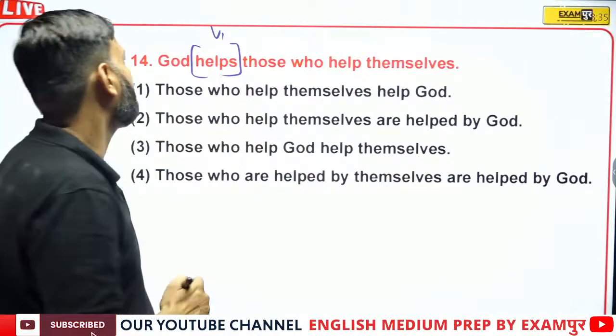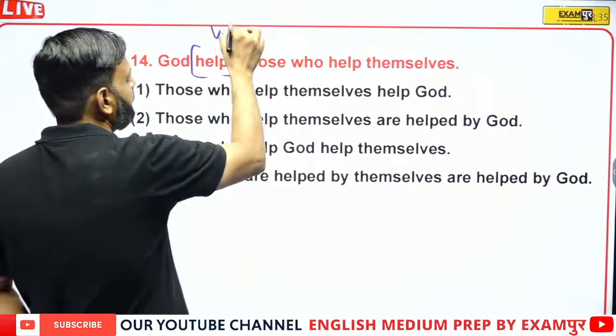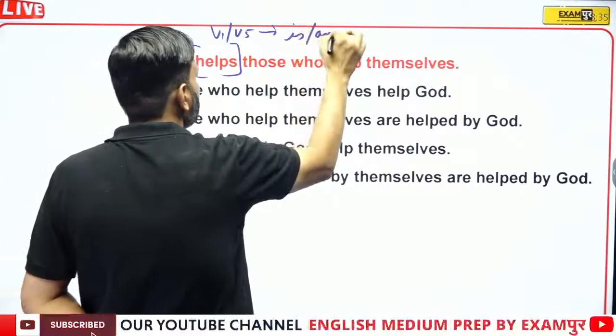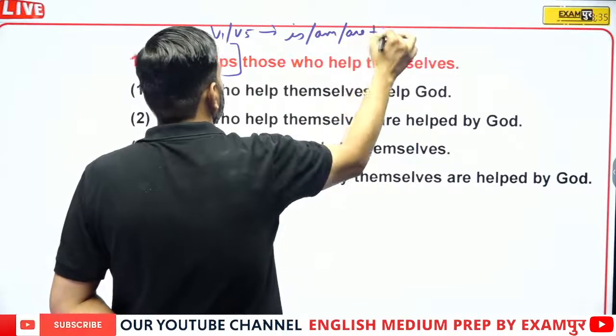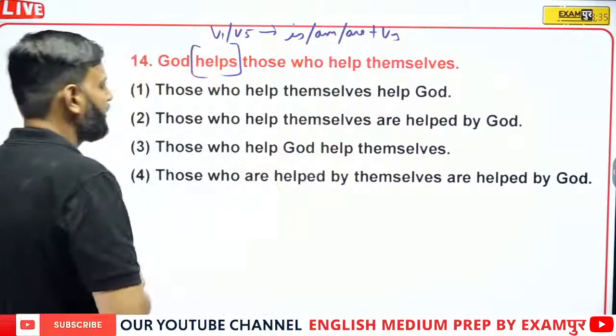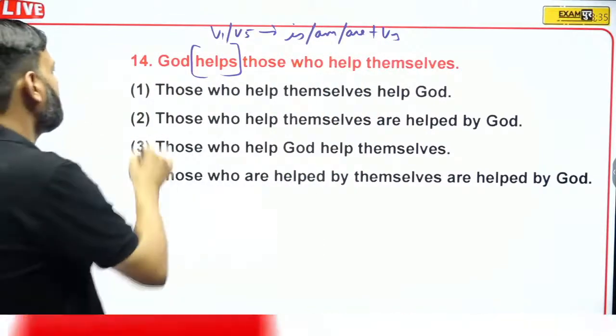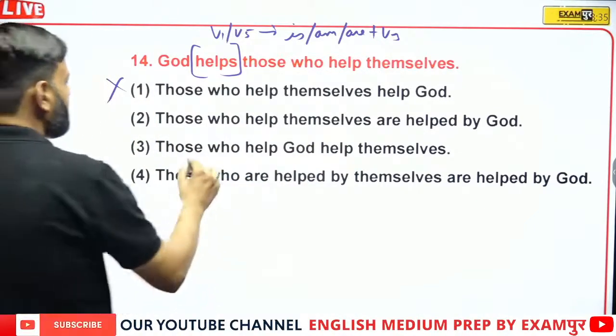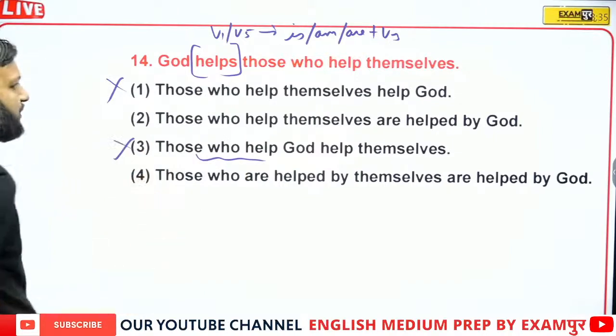Here we have the first form of verb. The first form of verb has to be changed into is, am, are plus V3. But in option 1 there is no is, am, are plus V3, and in option number 3 there is no is, am, are plus V3.